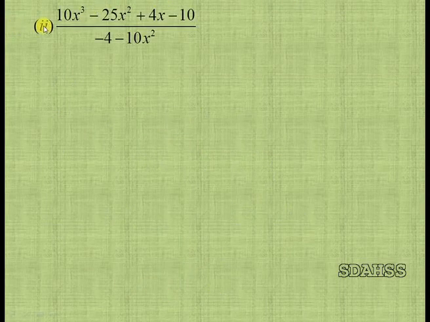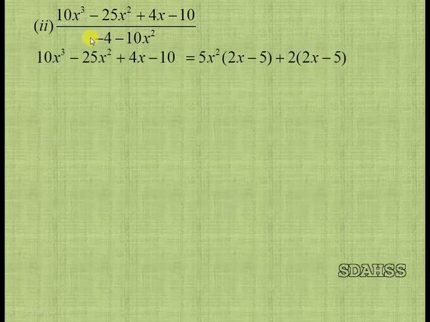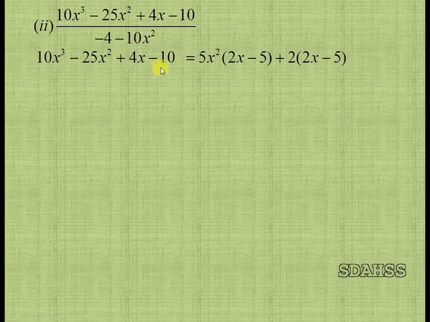Subdivision 2: 10x cube minus 25x square plus 4x minus 10 divided by minus 4 minus 10x square. Consider the numerator, 10x cube minus 25x square plus 4x minus 10.